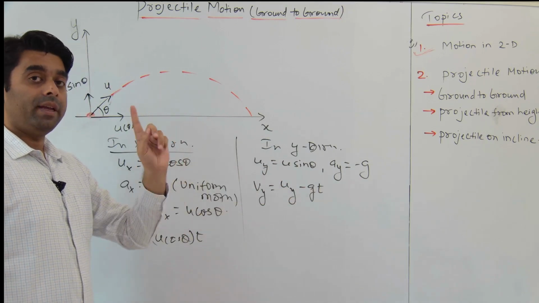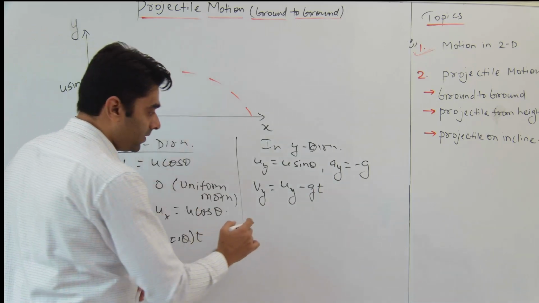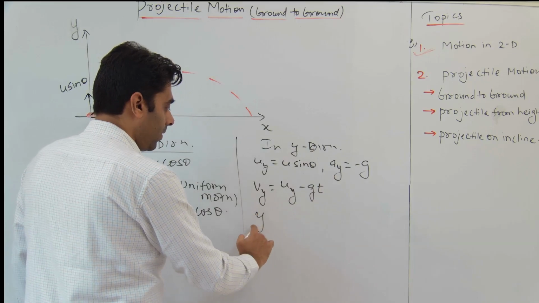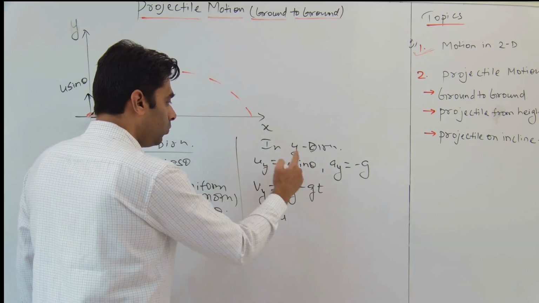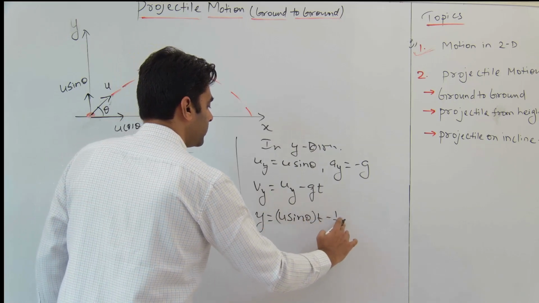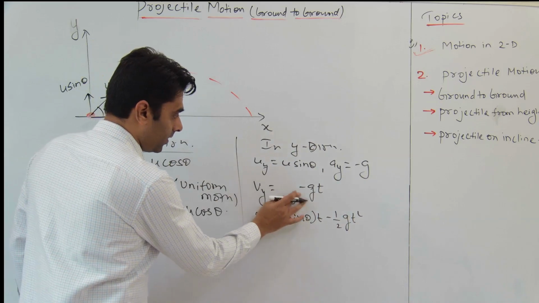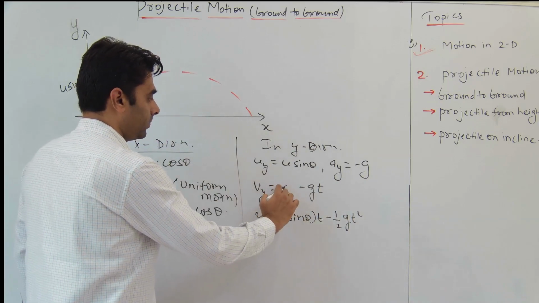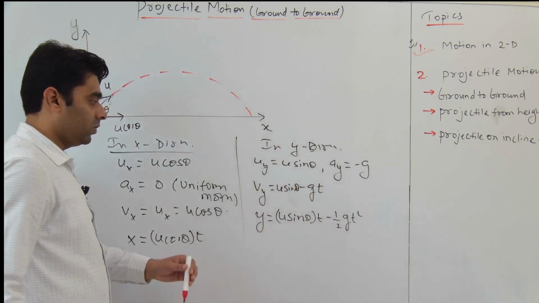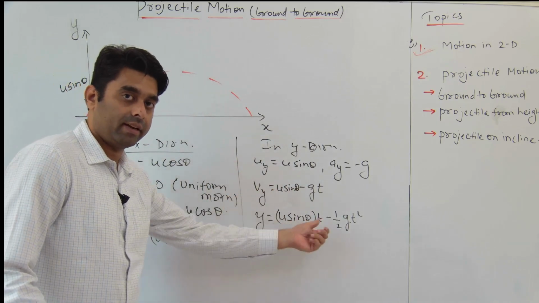At any time t, if we have to write down displacement in y direction, we can write y is equal to uy, which is u sin theta, into t, minus half gt square, right? Minus half gt square. Okay. So this is what we got, velocity at any time t. This is your displacement in y direction at any time t.